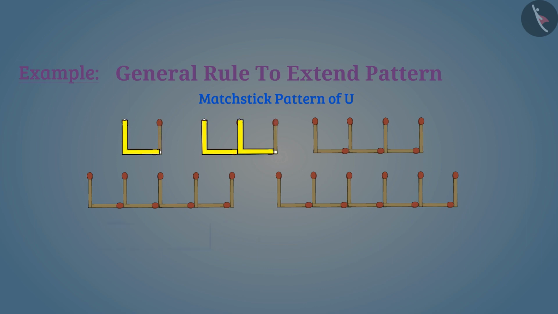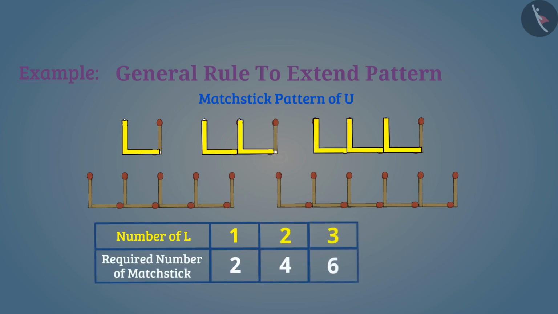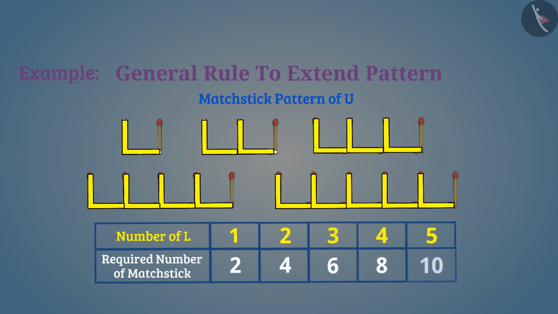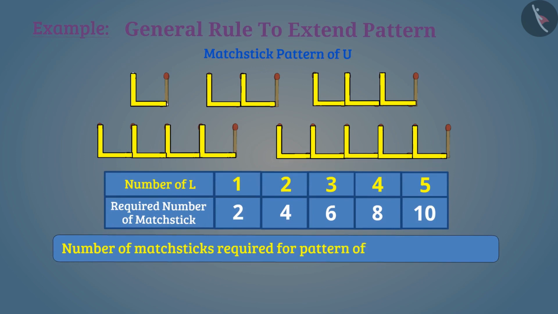As we can see, for one L, there is need of two matchsticks. Likewise, for 2 L's 4, for 3 L's 6, for 4 L's 8, and for 5 L's 10 matchsticks are required. Looking at the number of L and the number of matchsticks required, it is easy to tell that number of matchsticks required for pattern of L is equal to 2 multiplied by number of L's.